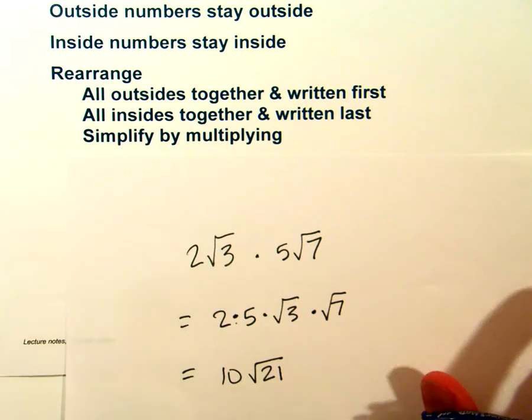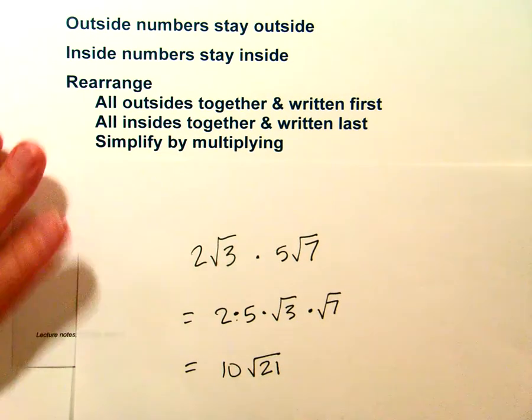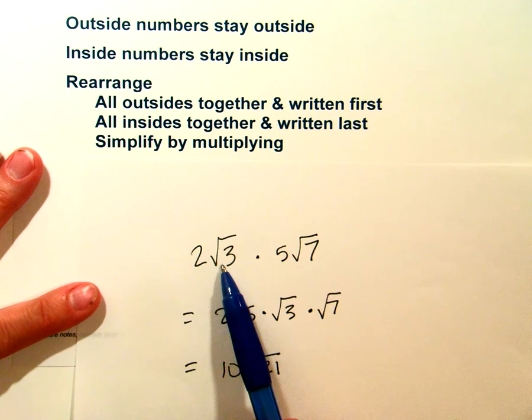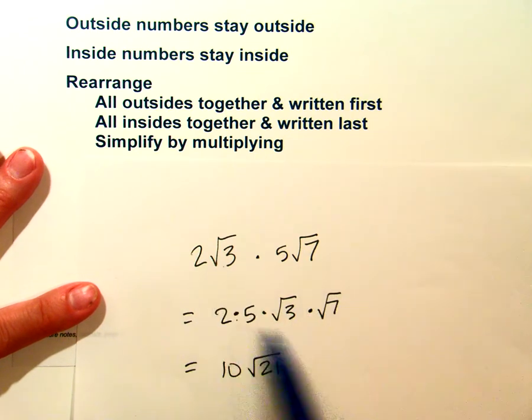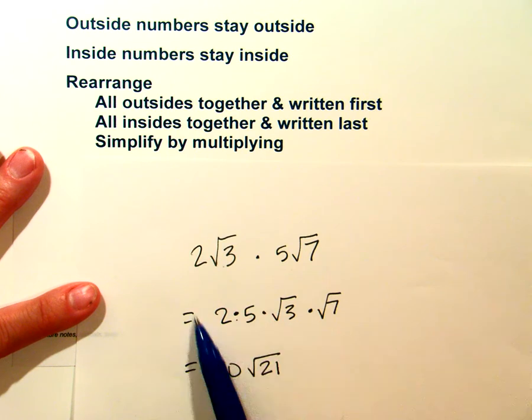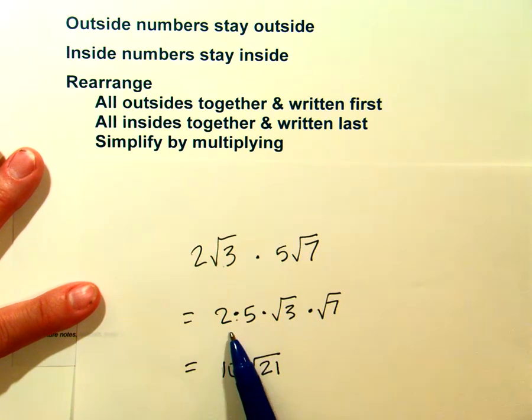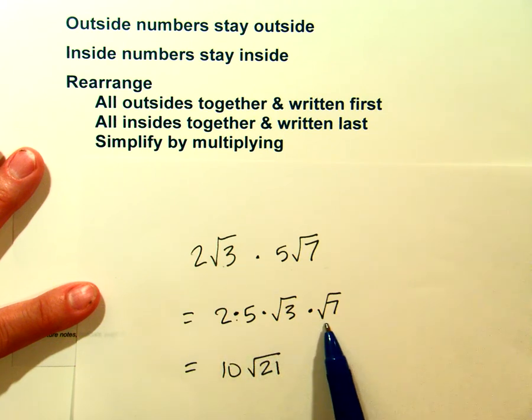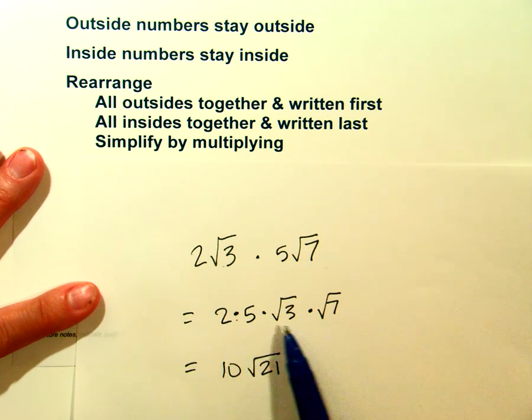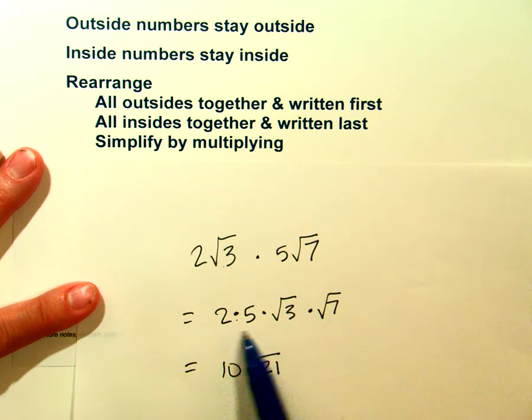Here we have, so I'm going to multiply 2 times the square root of 3 times 5 times the square root of 7. When I put it together, I'll put all of the outside numbers, the ones that are not under the radical, together, and then I'll arrange the ones that are under the radical together. And then I'm allowed to put these together to simplify and put these together.